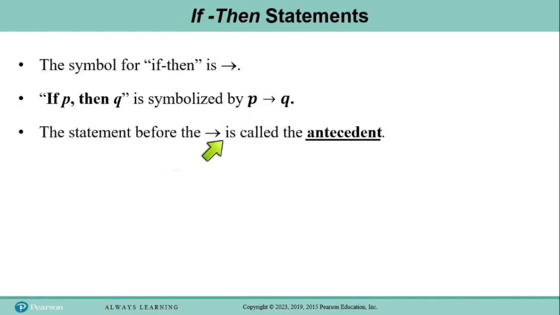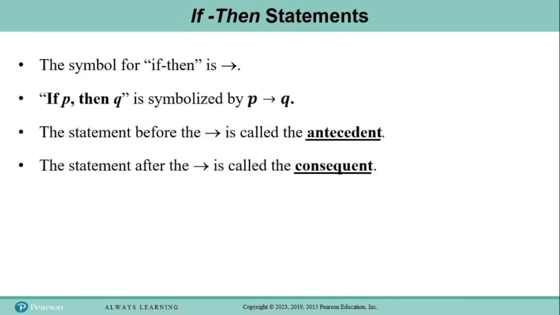The part of the statement that comes before the arrow symbol is called the antecedent. And you probably recognize the anti prefix here, which means before. So that makes sense. And then the part that comes after the if-then symbol is called the consequent. So whenever we have an if-then statement, the part that comes before the if-then symbol is called the antecedent. The part that comes after is the consequent. So it's always if, antecedent, then consequent.